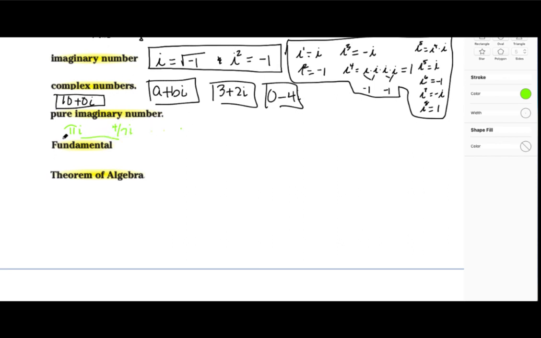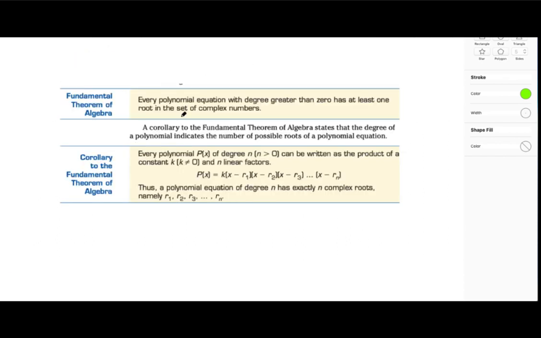Now, this is our last vocabulary term. It is called the fundamental theorem of algebra. And the way I would describe that is using the textbook's definition, which is here: every polynomial equation with degree that is greater than 0 has at least one root in the set of complex numbers. So we know what a complex number is, and what they're saying is that anytime you have some kind of polynomial equation, and we're looking for a root. Remember, root is where the equation is going to equal 0.